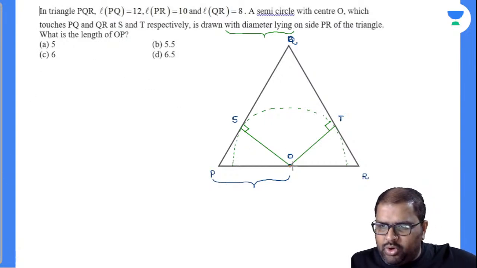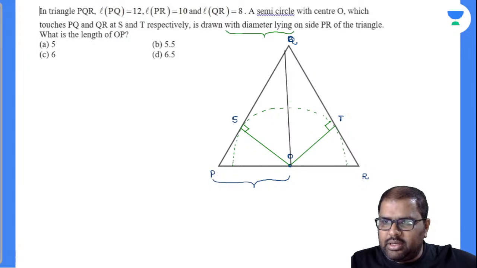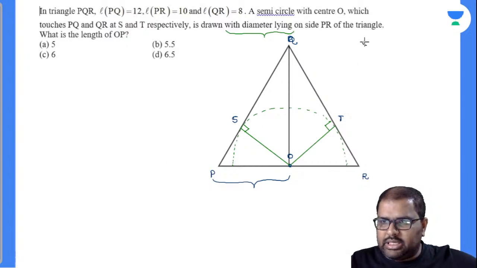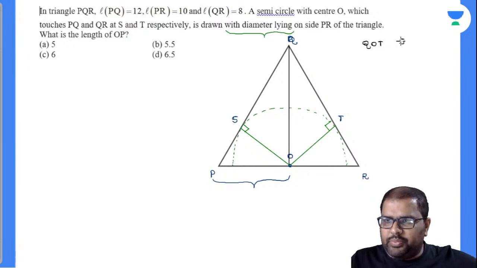Observe here, from O to Q, I'll drop a line segment. Now closely observe that I am observing two triangles, triangle QOT and triangle SOQ. Are these two triangles congruent? Yes, these two triangles are congruent. How can you say this, sir?